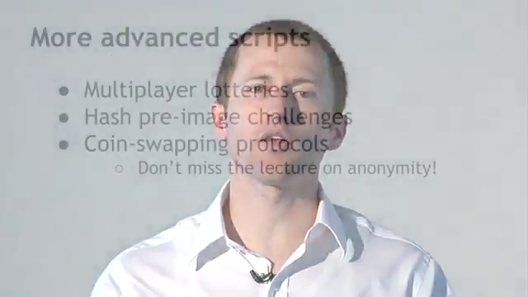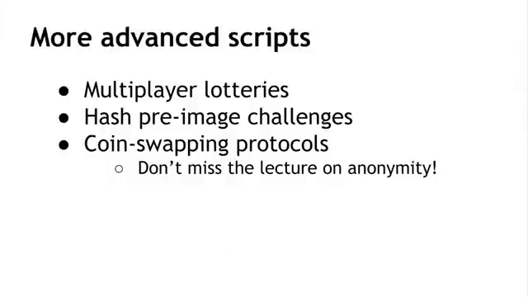One of them is multiplayer lotteries, which is a very complicated multi-step protocol with a lot of transactions with different lock times. There are escrows in case people cheat, but you can actually run a fair multi-party lottery over Bitcoin using just the scripting language, which is really neat. There are other things, like you can pay someone if they know the pre-image of a hash, so you can try to pay somebody to do some brute force work for you. And there are a couple of neat protocols for different people to get their coins together and mix them so that it's harder to trace who owns which coin. And we'll talk about that a lot more in our lecture on anonymity.